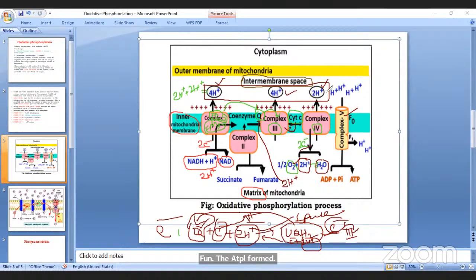So here 10 protons are formed. These 10 protons pass through this coupling factor. This is the rotatory head. It has a rotatory head, and the protons travel through the coupling factor.